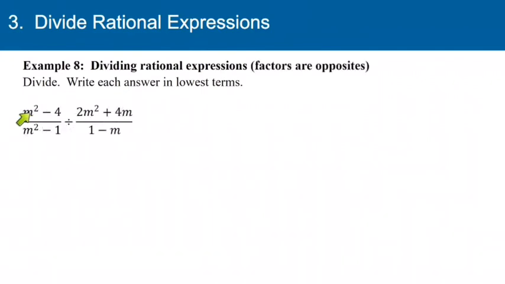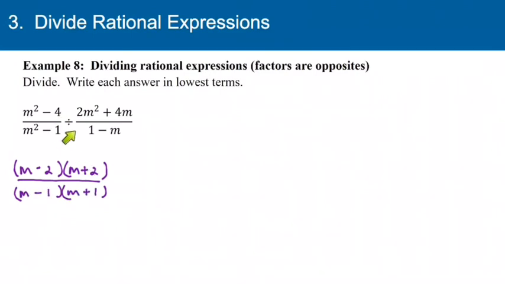So here we have m squared minus 4 over m squared minus 1 divided by 2m squared plus 4m over 1 minus m. So let's get this factored and written in multiplication form, and we'll see what we can do to it. In the top left, notice we have a difference of squares. So that's going to factor into m minus 2 times m plus 2. In the bottom left, we also have another difference of squares. So that's going to factor into m minus 1 times m plus 1.